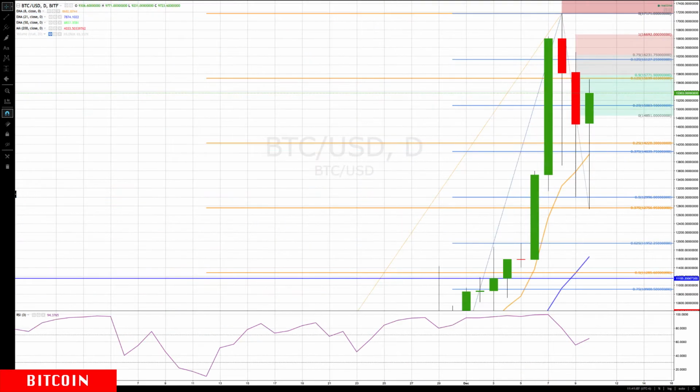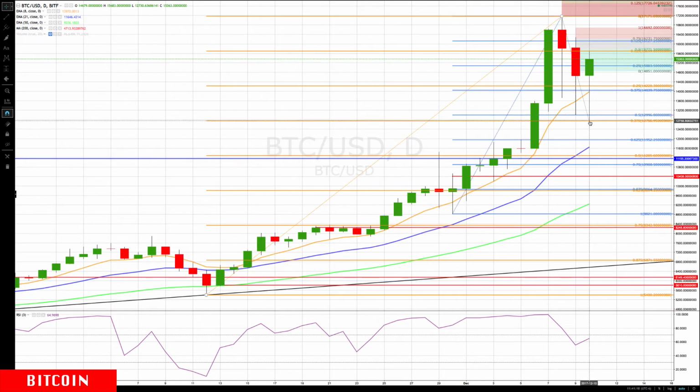We got the pullback into the rotation zone again on the daily, coming really nice down to the 37.5% GAN level. So here's that 37.5% GAN level. Last time it tested the 50% GAN level on the move from the low on the 30th to the high on the 8th. This was from the low on the 11th to the high on the 8th.